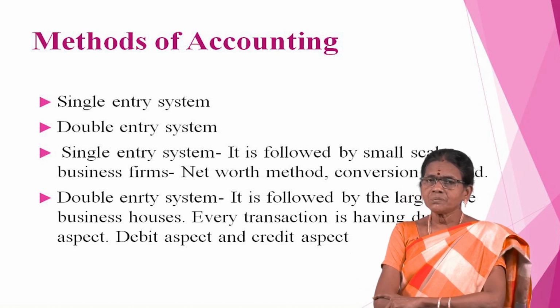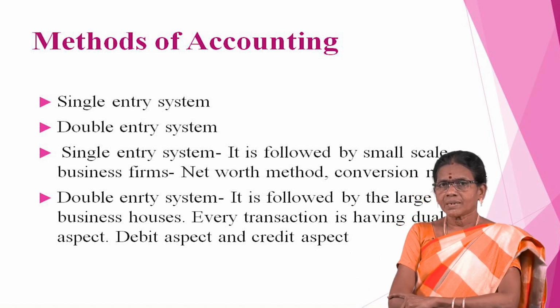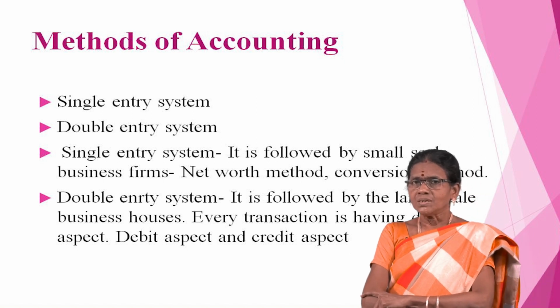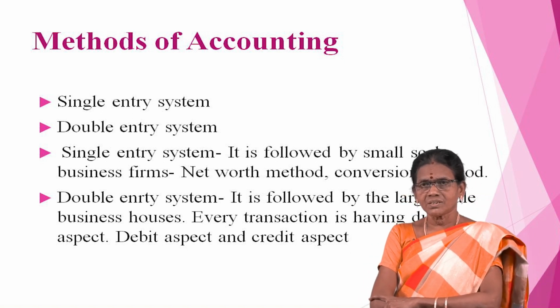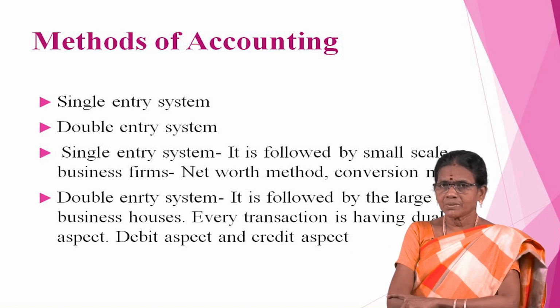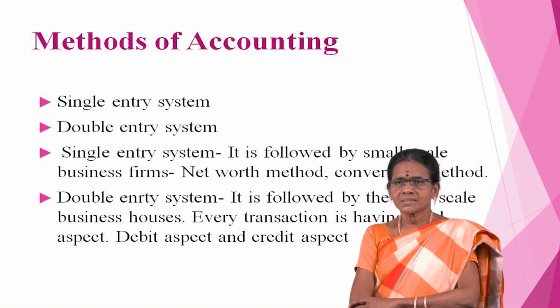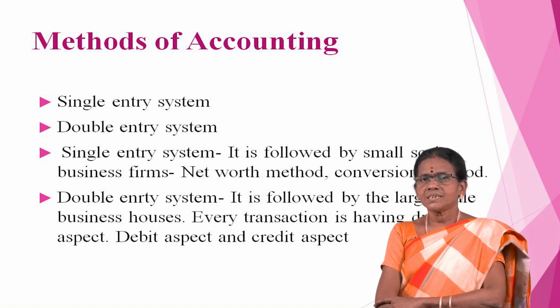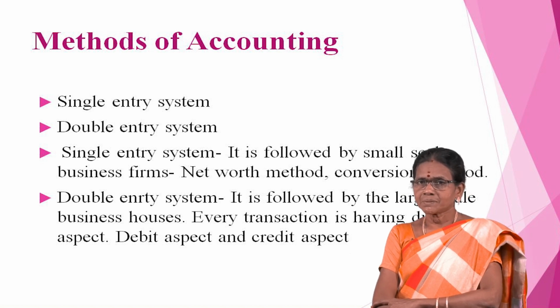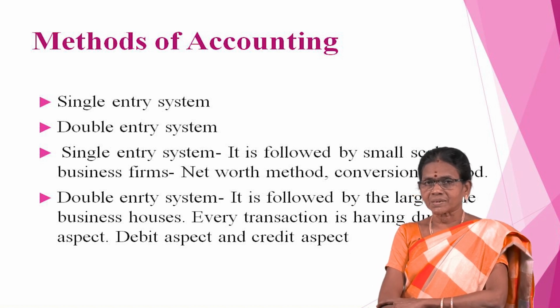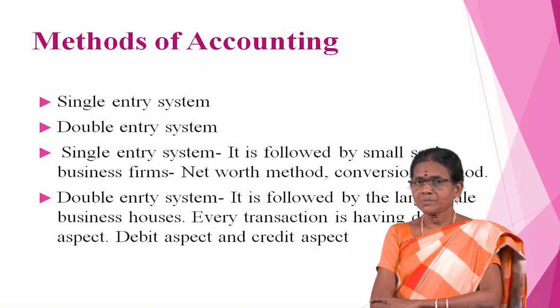In the single entry system, they have to concentrate on the opening capital, then closing capital, and also additional capital, and if there are any drawings. The next one, the double entry system. The double entry system is followed by large scale business houses. Every transaction has a dual aspect, that is, one aspect is the debit aspect and another is the credit aspect. So we call it the double entry system.